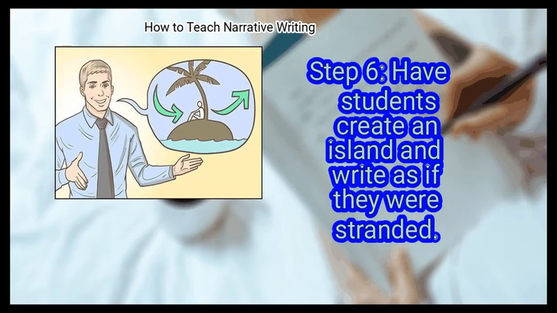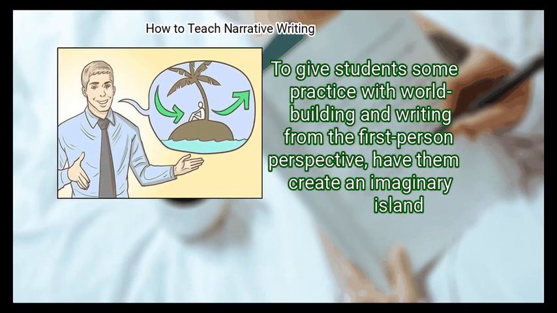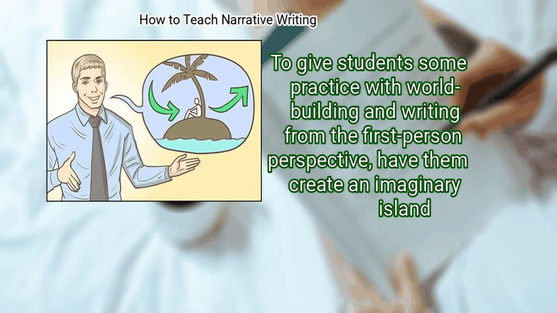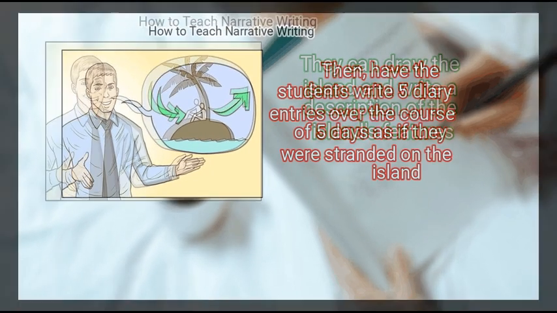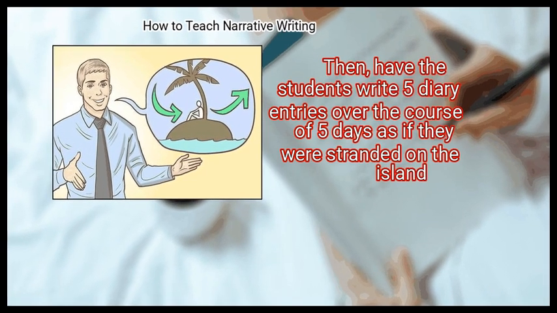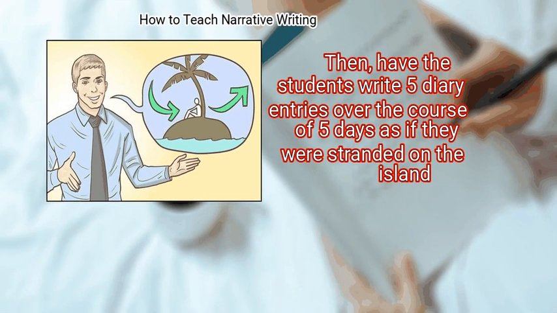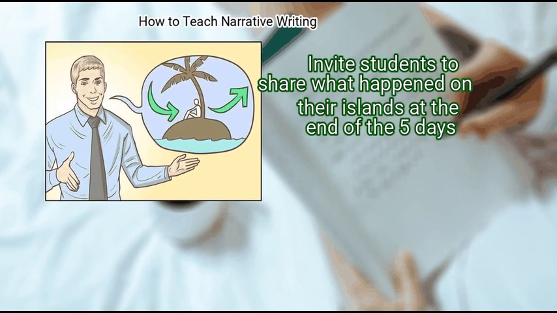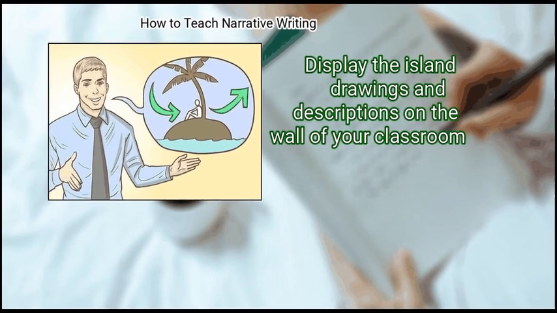Finally, have students create an island and write as if they were stranded. To give students some practice with world building and writing from the first-person perspective, have them create an imaginary island. They can draw the island and write a description of the island's features. Then, have the students write 5 diary entries over the course of 5 days as if they were stranded on an island. Invite students to share what happened on their islands at the end of the 5 days. Display the island drawings and descriptions on the wall of your classroom.